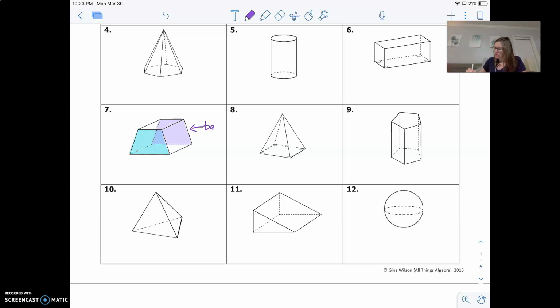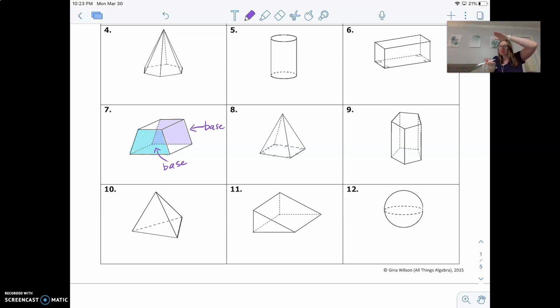So this is one base, and this is another base. The reason I know that those are the bases and it's not the one at the bottom is because they have to be congruent as well as parallel. Even though the bottom and the top are parallel, they're not congruent. That bottom one is the bigger rectangle compared to the top one, right? So the only congruent ones that are parallel are those trapezoids.